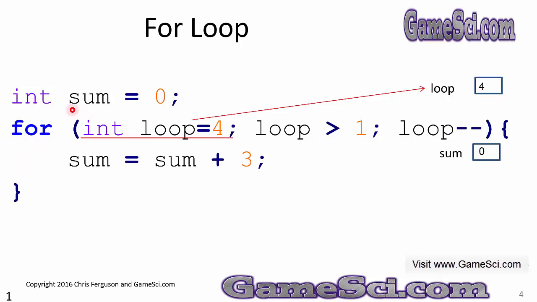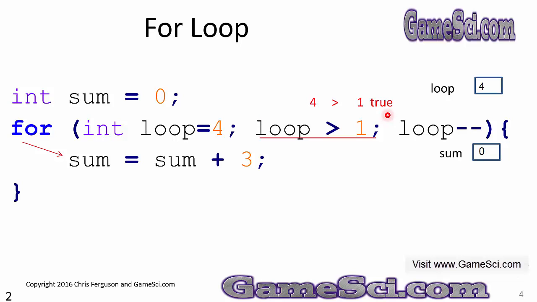Sum is declared before the loop, so sum would be valid after the loop. Loop is declared inside, so it's only good inside the loop. I'm going to initialize loop to 4, and it's going to control how many times I spin in the loop. With a 4 in the variable, 4 greater than 1 is very much a true statement. 4 is bigger than 1.